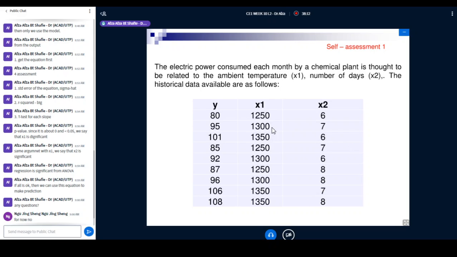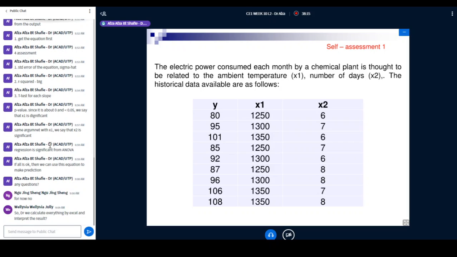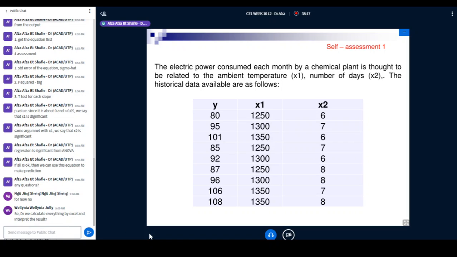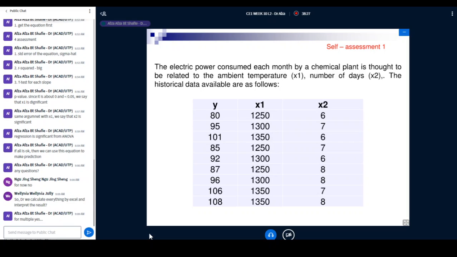Yes, for multiple, we calculate everything by Excel, and then we interpret the result.